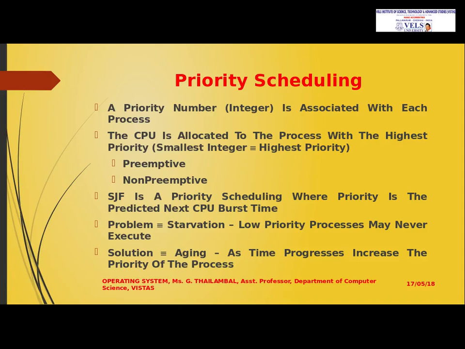So what is aging? Whenever our year gets increased, we say it as age. Similarly, if any process has the lowest priority, and you think it is waiting for a long time, then you have to age it, you have to add to its value, so that it will come to the highest priority level and it could be executed. So that is called aging. As time progresses, you increase the priority of the process.